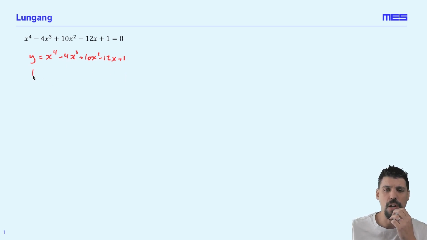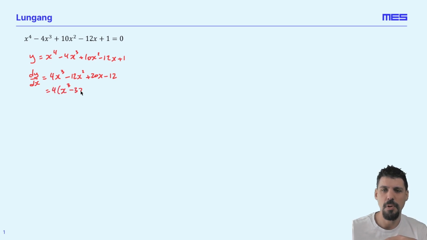So one thing I'm going to try is maybe we look at the derivative. Maybe the derivative will tell me something. Well, that's 4x cubed minus 12x squared plus 20x minus 12. Well, that factorizes, which is quite nice. 4 times x cubed minus 3x squared plus 5x minus 3. And actually looking at that, that does factorize as well. x is 1 is a root of this, so x minus 1 is a factor: x minus 1 times x squared minus 2x plus 3.